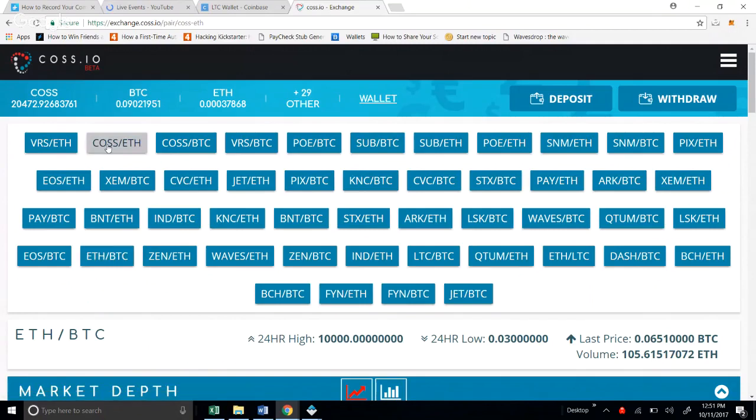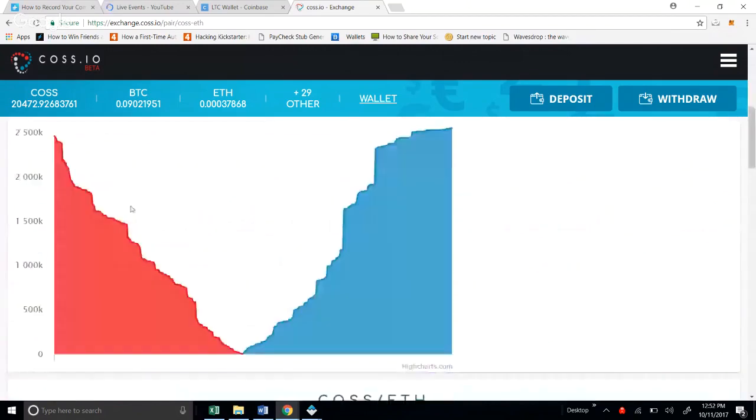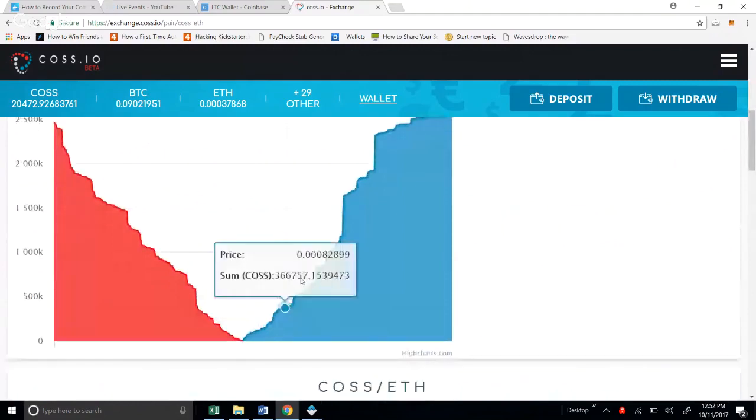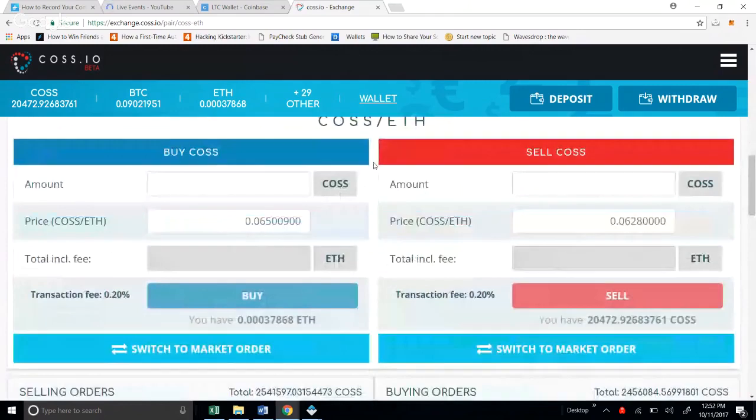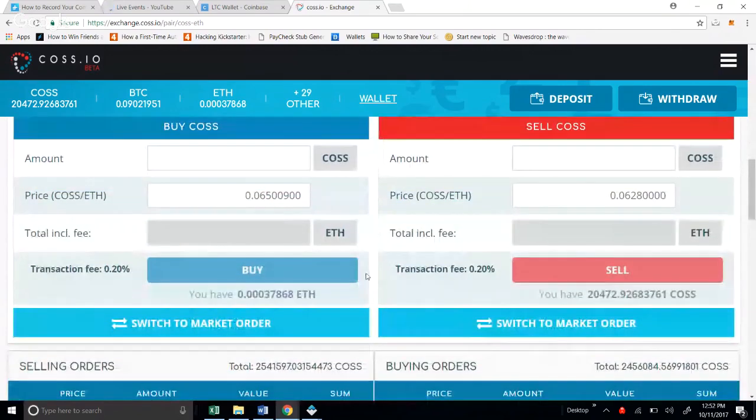So we'll click on that, and that'll populate the trading platform, Ethereum and COSS. COSS stands for one-stop shop, by the way. All right, and then once we populate that, this shows you buying and selling volumes. You want to buy, you want to sell, so obviously you want to buy.